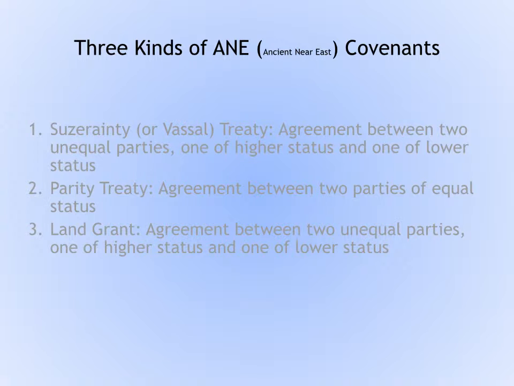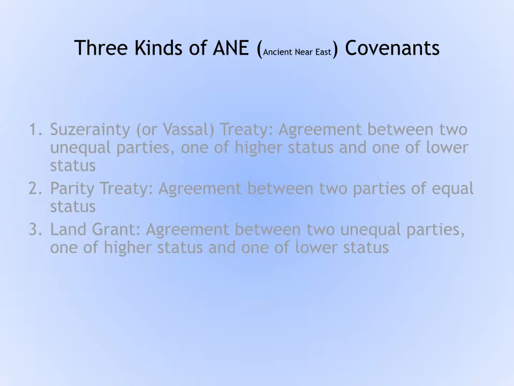There were three kinds of covenants or treaties in the ancient Near East, the ANE. There was a suzerainty or vassal treaty, which was an agreement between two unequal parties. One was of higher status, stronger, more resourced, the other of lower status, weaker, less resourced. Then there was a parity treaty, an agreement between two parties of equal status or equal strength. And then there was a land grant treaty or covenant. And that was also an agreement between two unequal parties, one of higher status, one of lower.